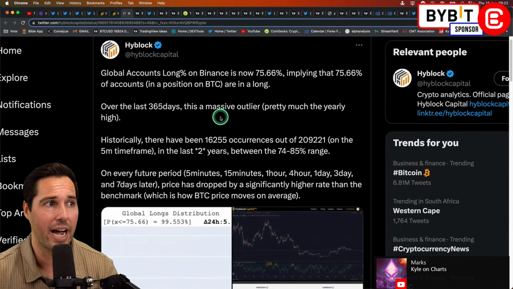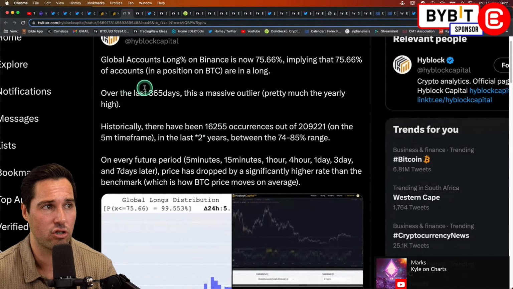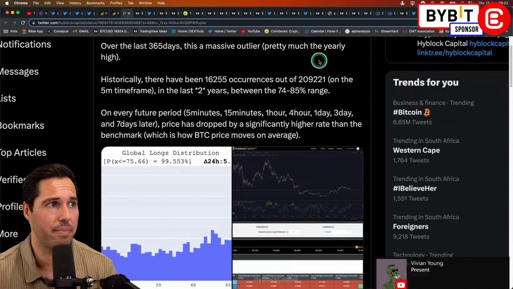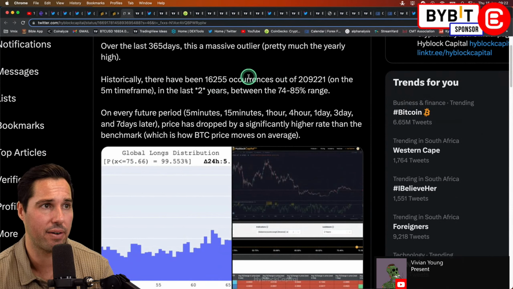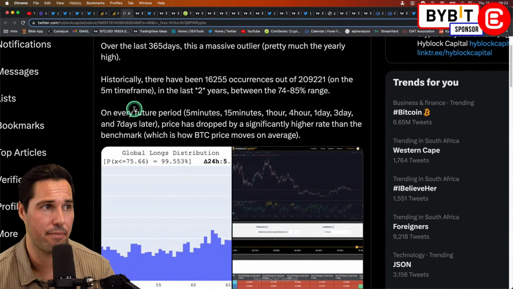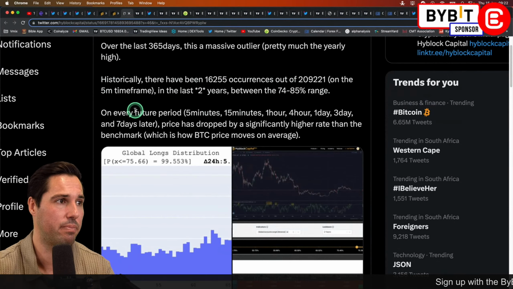accounts are actually long. Over the last 365 days, this is a really massive outlier, pretty much the yearly high. Historically, there have been 16,255 occurrences out of 209,221 on the 5-minute time frame. And in the last 2 years, between the 74 to 85% range. I'll explain what all this means to you now.